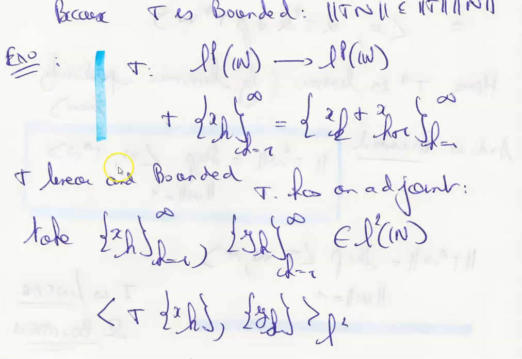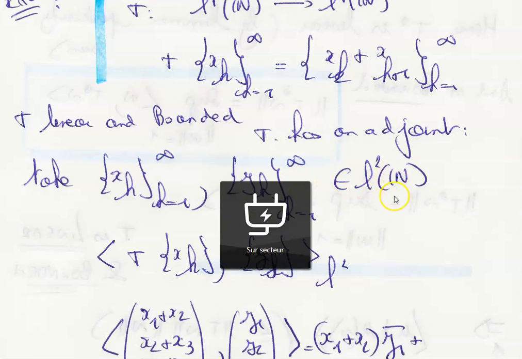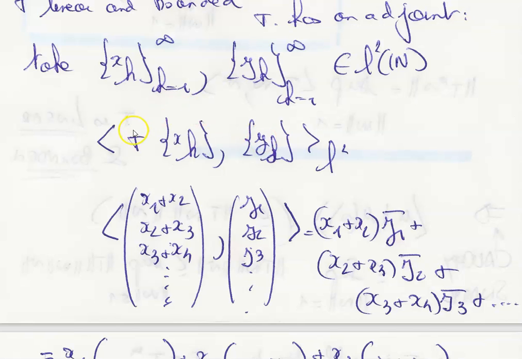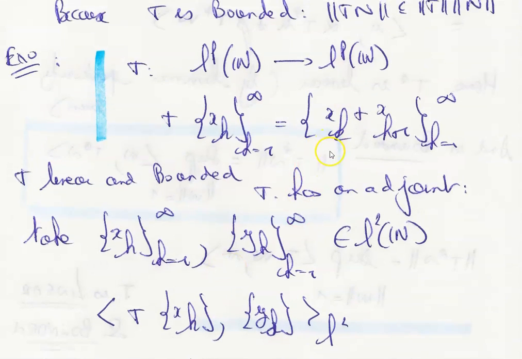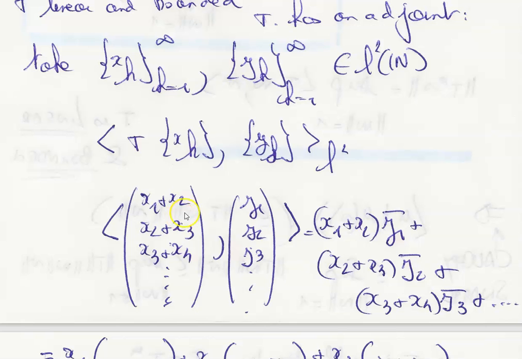So now we are going to show that T is linear and bounded, and that T has an adjoint. So let's take the two sequences, the sequence of xk for k from 1 to infinity and the sequence of yk for k from 1 to infinity, that are two sequences convergent for the norm of L2. Now let's form the inner product on L2 between T applied to the sequence of xk and the sequence of yk. T applied to the sequence of xk gives us the following sequence that I write as a vector. For the first coordinate, we have xk for k equal to 1, so it's x1 plus x2.